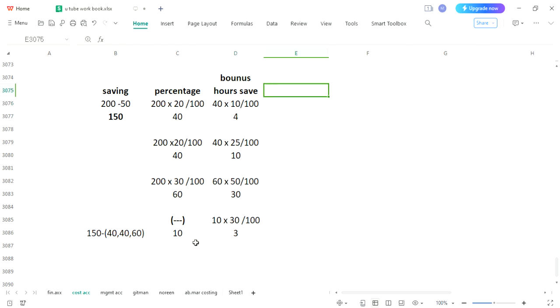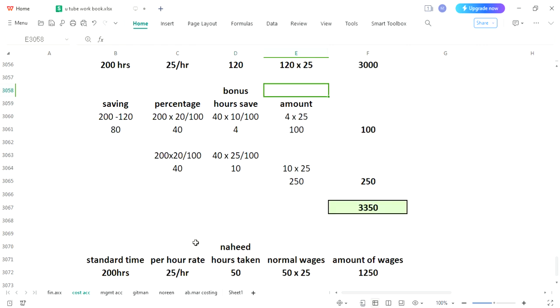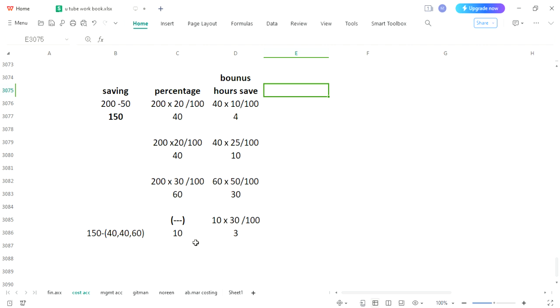Now we will calculate the amount of bonus. For this, you have an idea that the per hour rate is 25. For the first selected hours, 4, you need to multiply it by 25. Again, for the second step, hours were 10 and you need to multiply by 25.